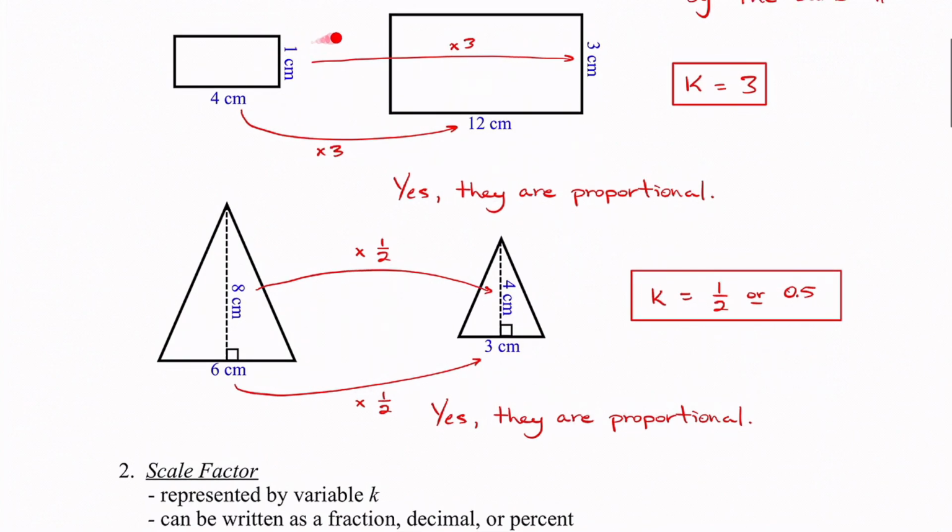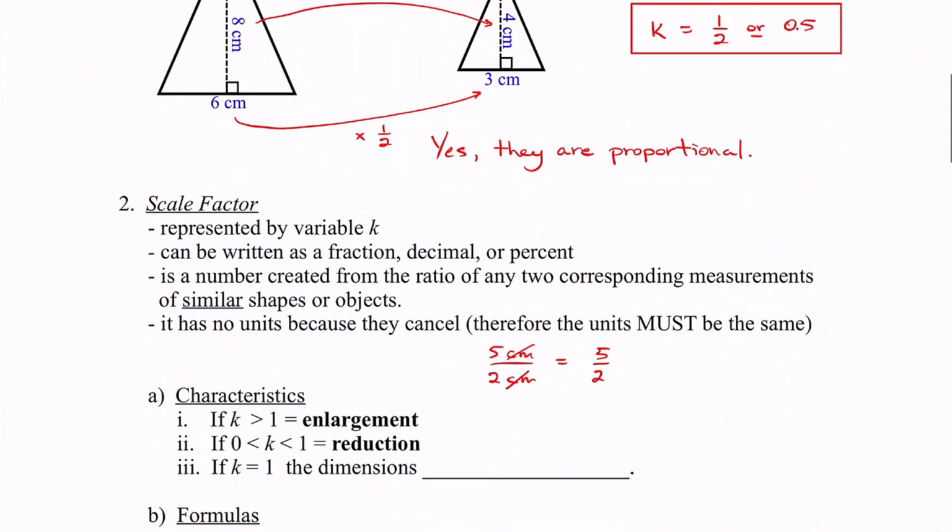So this one we got bigger and we had a 3. This one our triangles got smaller and we got a half. So down below here are characteristics. If k is greater than 1, so if k is large, it's greater than 1, you're going to get an enlargement. If k is between 0 and 1, what you get is a reduction.